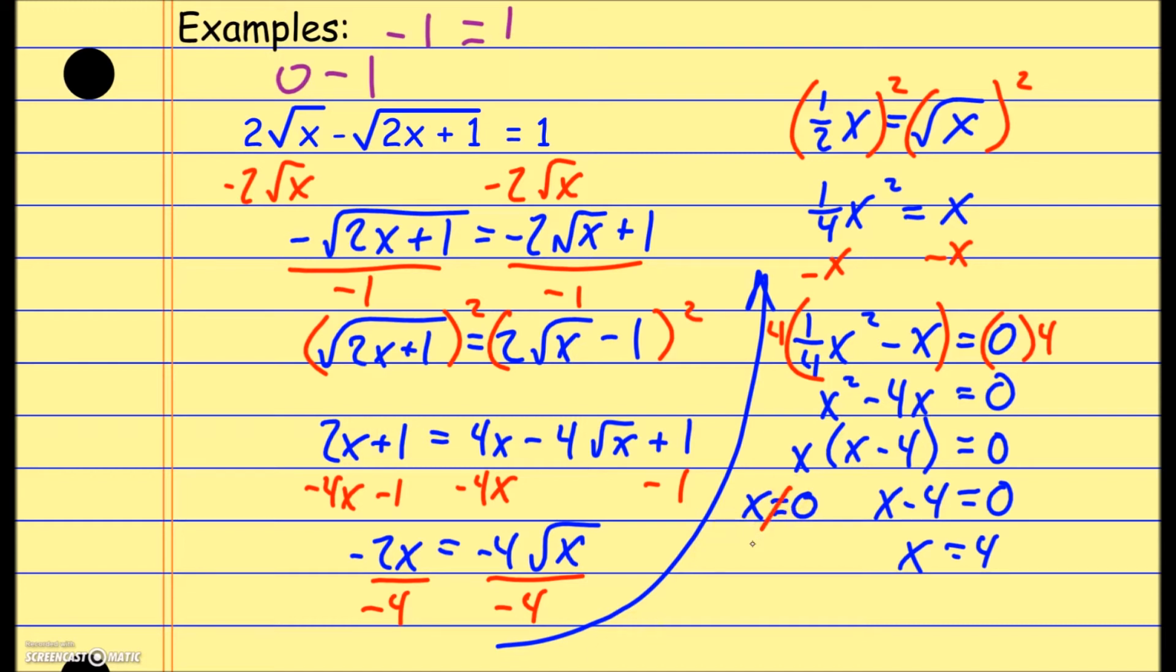I plug the 4 in. When I plug the 4 in, that's going to give me the square root of 4, which is 2, times 2 is 4, so this one gives me a 4. Minus, here I've got 2 times 4, which is 8, plus 1 is 9, so it's going to be minus 3, which does indeed equal the 1, so that one checks out. So in this case I got one extraneous solution, one solution that works, so that's my only answer. Okay?